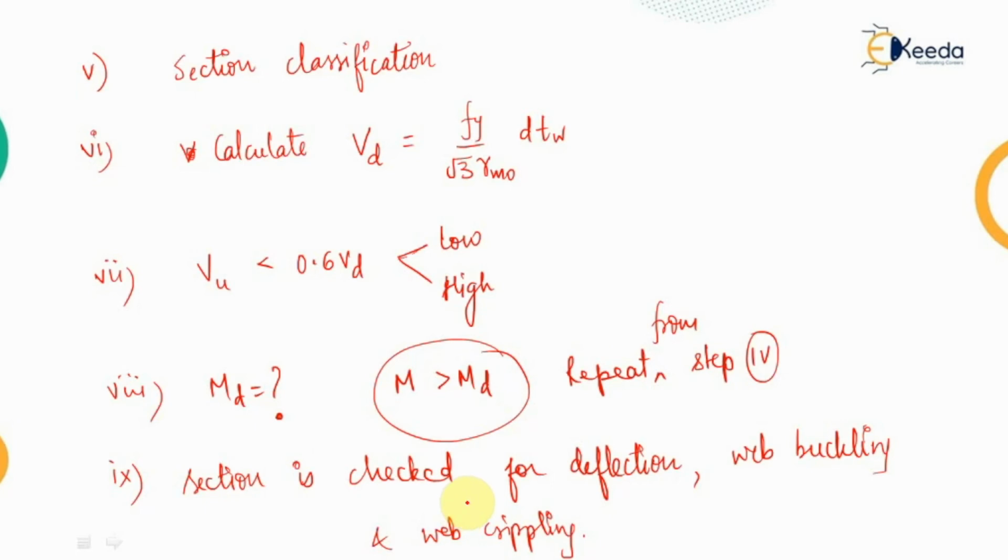Now the next type of beam which will be used in the steel structure is known as the laterally unsupported beams. Obviously, if the beam is not laterally supported or it is not prevented from the lateral deflection, then that type of beam is known as the laterally unsupported beam.